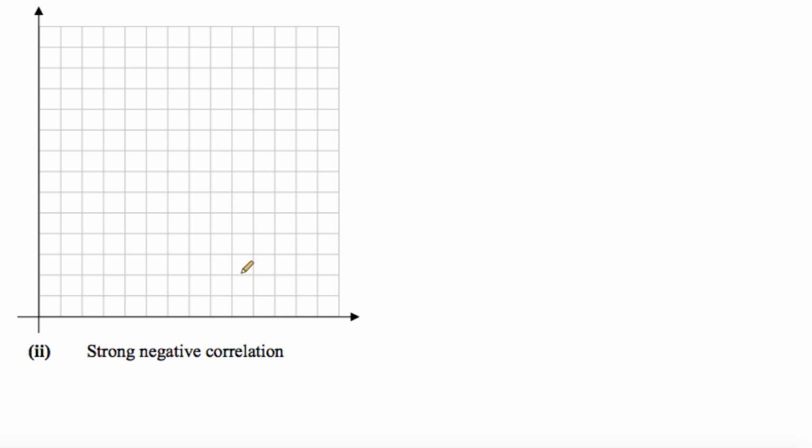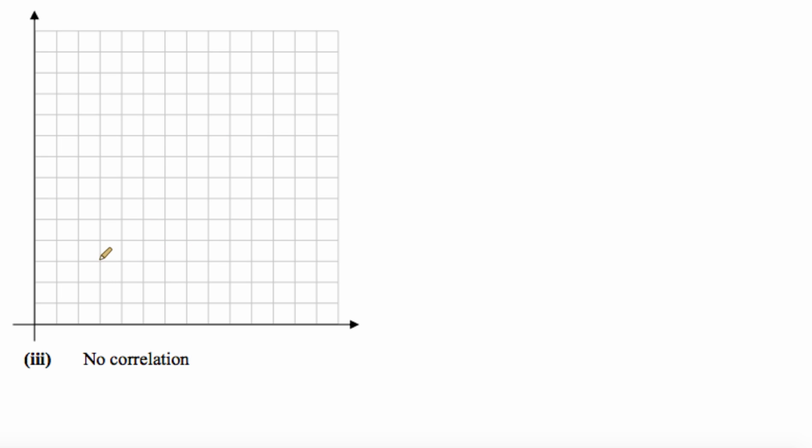A strong negative correlation would be going from the bottom right up to the top left, and again they would be fairly close together, close to being in a straight line but not quite. So strong negative 1, 2, 3, 4, 5, 6, 7, 8, 9, 10, 11. I'll just put in a few more so you can see there. Something like this going from bottom right up to the top left would be a strong negative correlation.